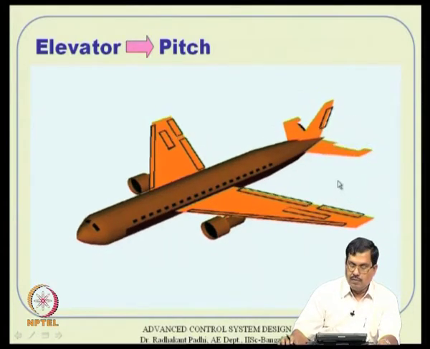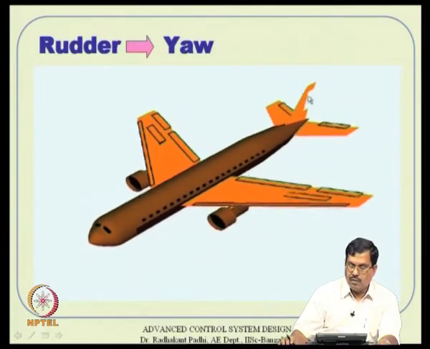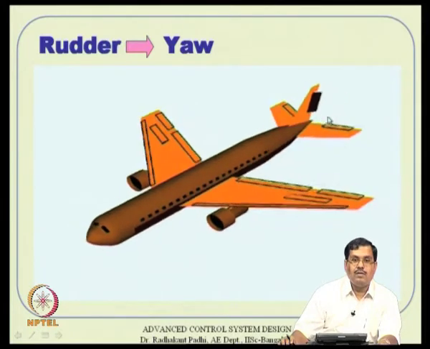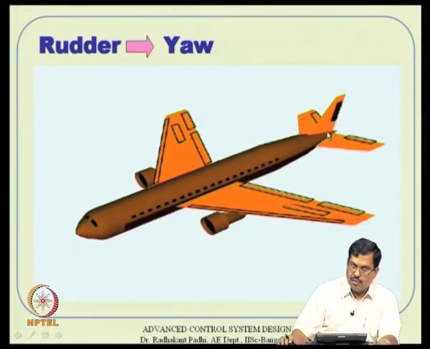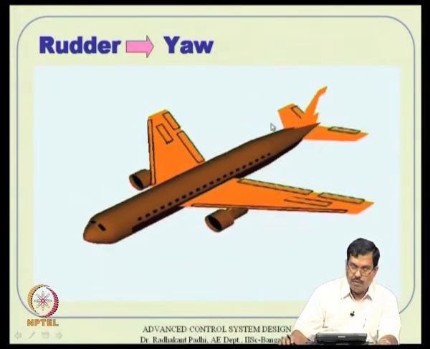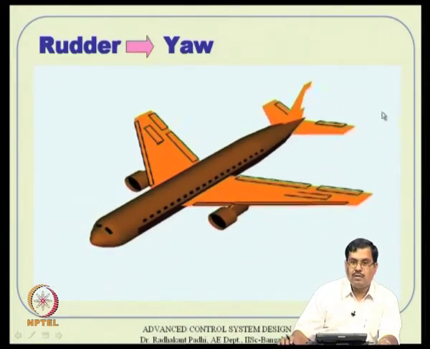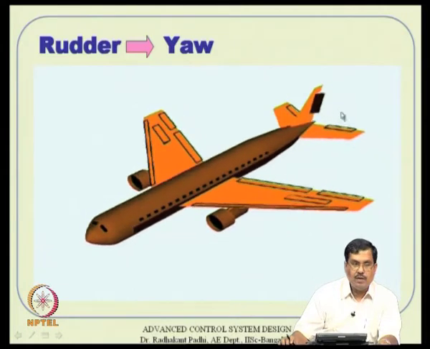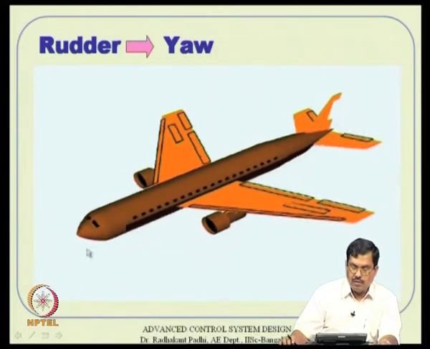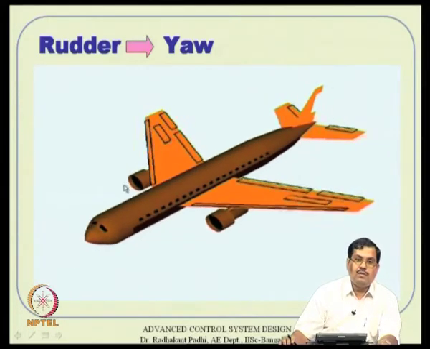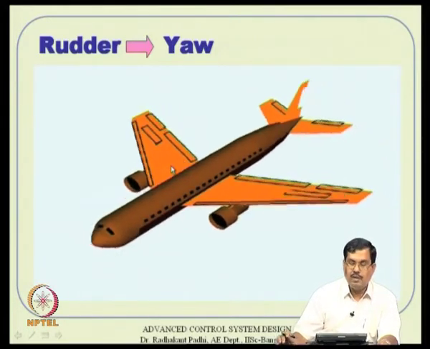Similarly, if you create a deflection of the rudder, it essentially causes the yawing motion. All these things we have seen before. Now, the question is, in an automatic flight control system, we have to generate all these control surface deflections properly, either directly coming from pilot command or even coming from a guidance loop. That means autonomous flight and all that.